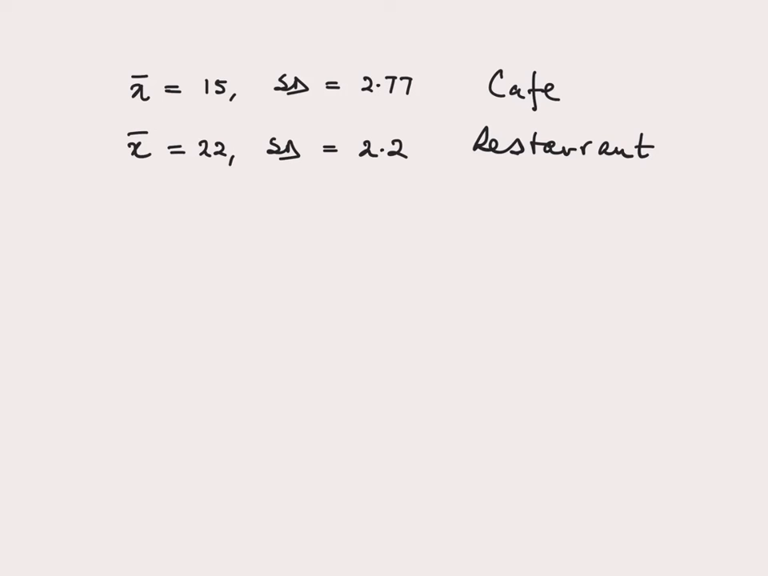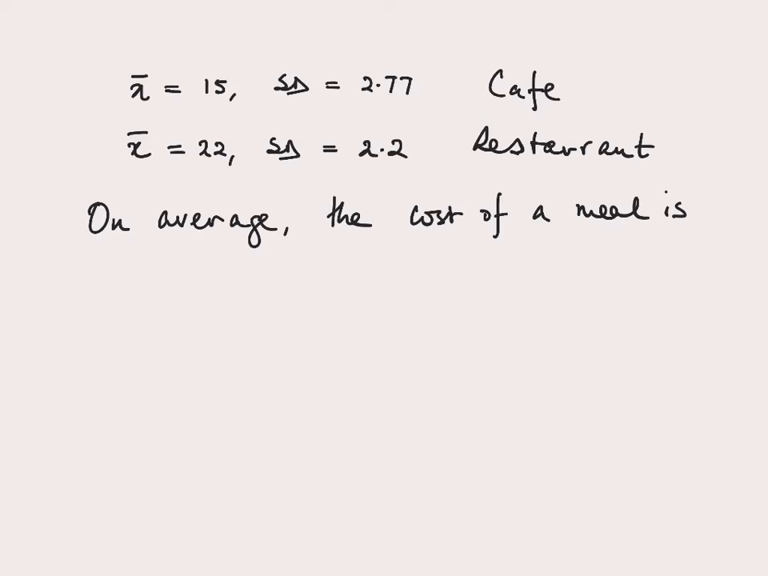This is the data that we've got then. And what we can see is that on average, the cost of a meal is greater in a restaurant. Why can we say that? Because 22 is greater than 15.